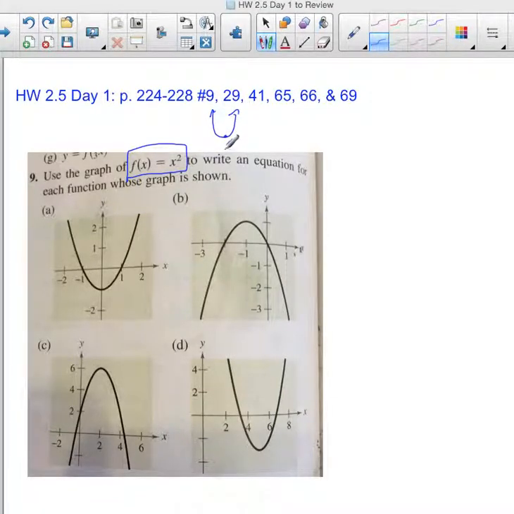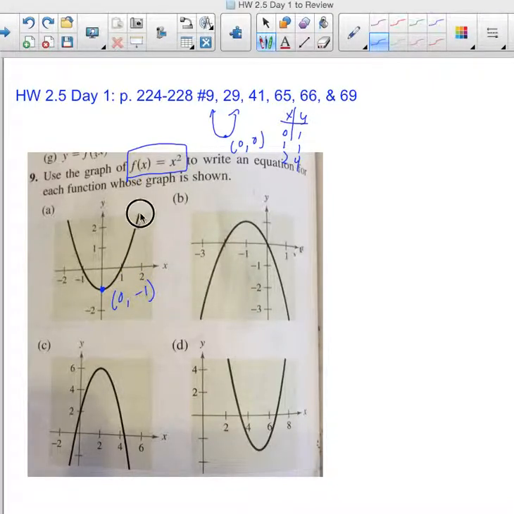It has a vertex at 0, 0. It opens upward, and some of the key points, we've graphed this a few times, would be 0, 0, 1, 1, 2, 4, etc. So I'm going to look at this first graph, and I'm going to look at the vertex. The vertex here is at 0, negative 1. The next point, normally I would go right 1 and up 1, which is what's happening in this graph.